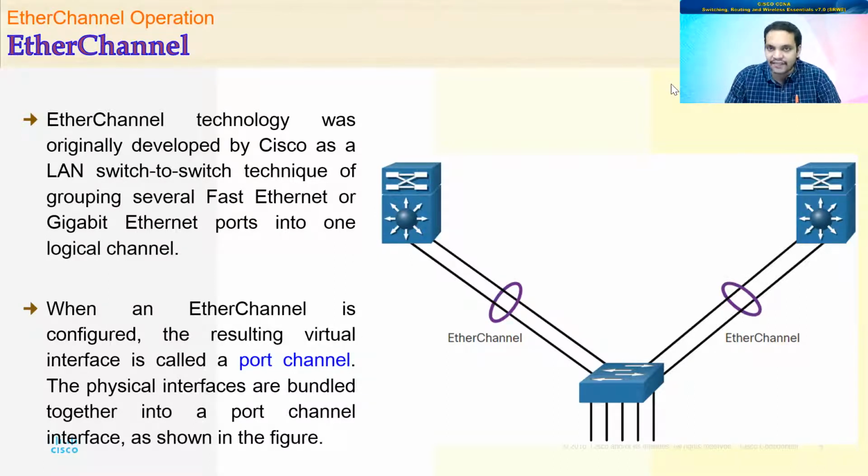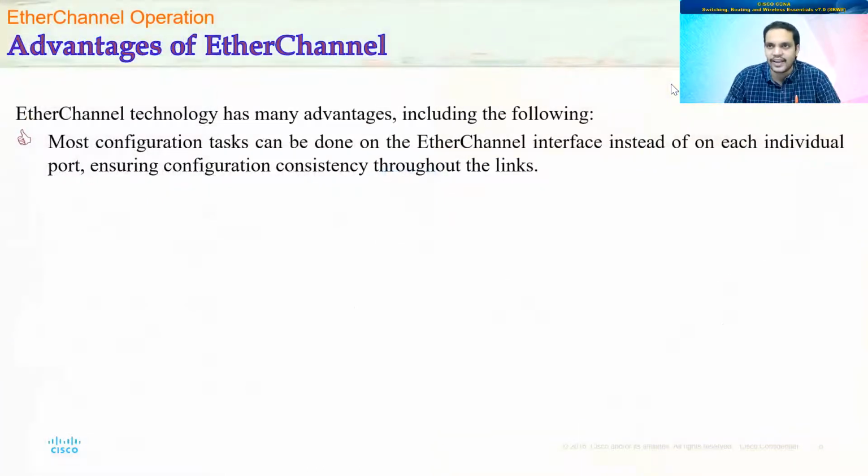So the physical interfaces are bundled together into a port channel. Here you see there are total 4 physical interfaces. Of these 4 physical interfaces, I bundled them together into 2 logical interfaces, so EtherChannel 1 and EtherChannel 2. So there are 2 port channels here. We will discuss the steps, how to configure these EtherChannels, how to name these port channels, and how to assign the ports to these port channels. We'll talk about that. So what are the advantages first?